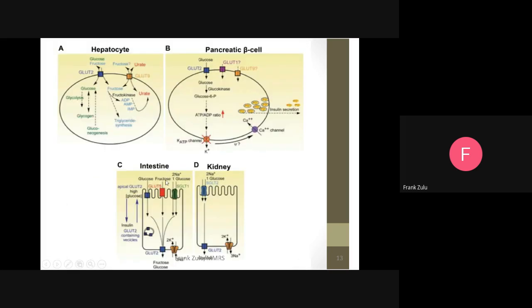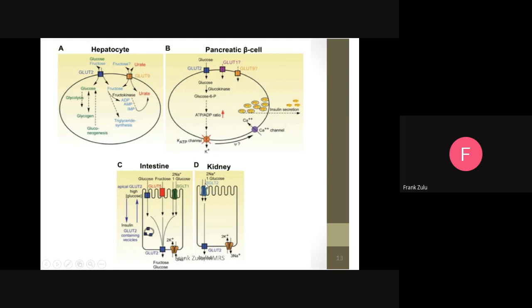Now, going back to this diagram, when GLUT5 and the SGLT1 have absorbed that glucose, it goes into the cell. But it has to be taken to the blood because the aim here is to take this glucose into the blood so that other cells can use it. That's what absorption means. So once the glucose and the fructose are inside, they have to be taken to the blood. Now they use the GLUT2. And I wanted you to appreciate that GLUT2 in the intestines is found in the basolateral side, while GLUT5 is found on the apical side together with the sodium glucose transporter 1. That is in the intestines.